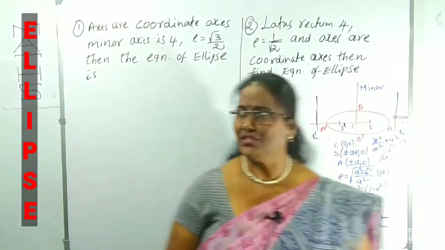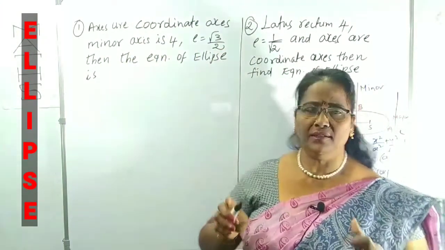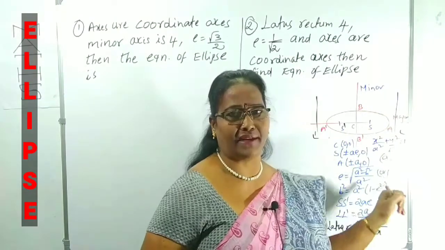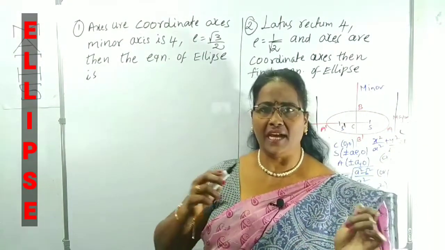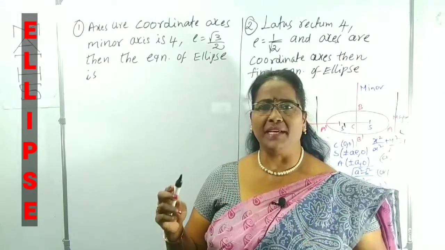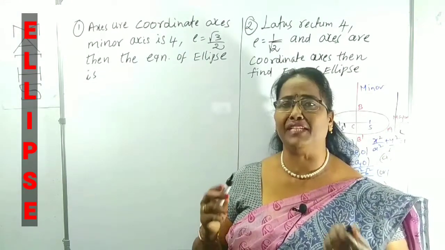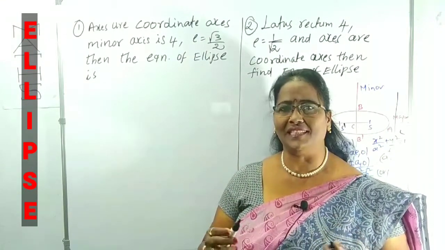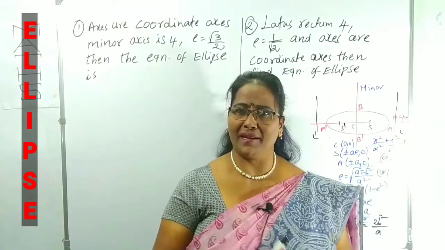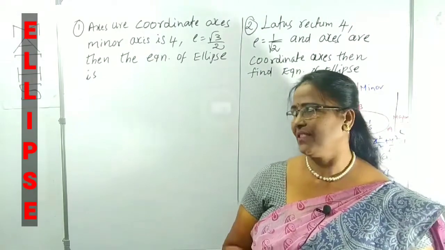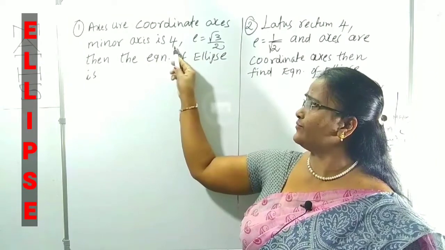Now, look at question number 1. Axis or coordinate axis means what? Major axis is along the x-axis, minor axis along the y-axis. If nothing is mentioned, we can take, as usual, the major axis along the x-axis and the minor axis along the y-axis. He will mention it if it is otherwise. Is it clear?